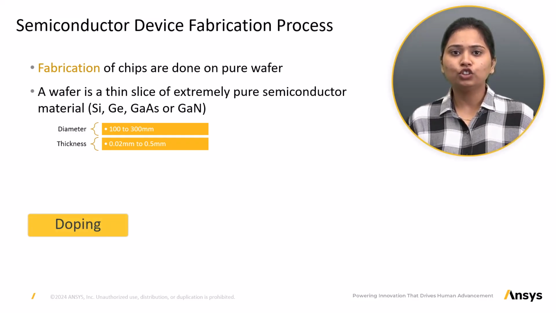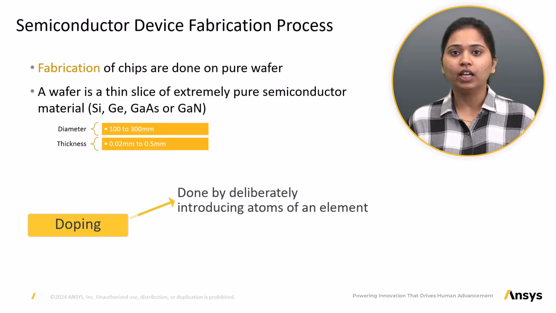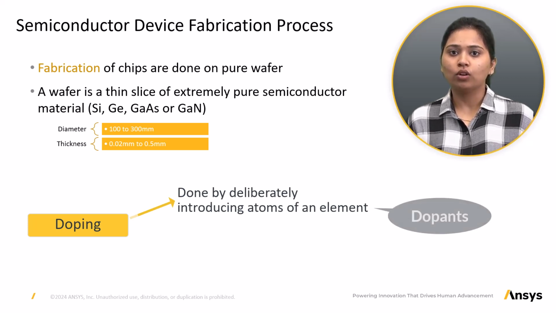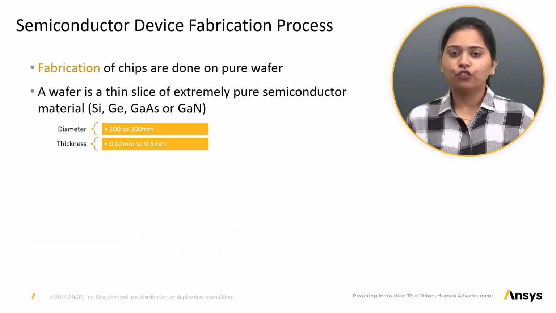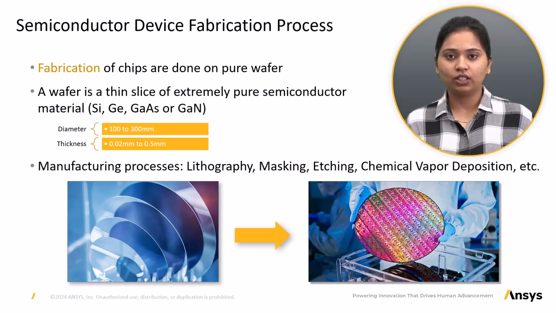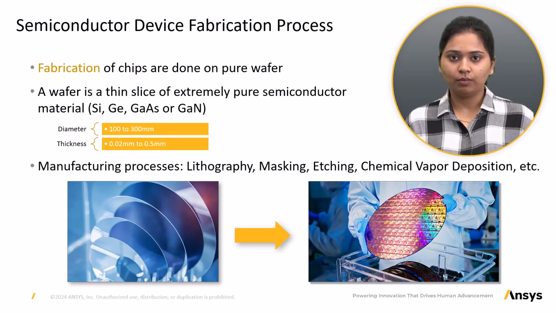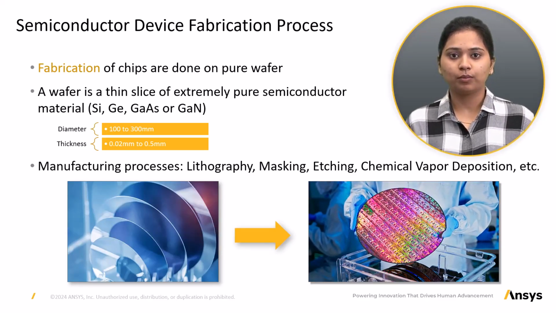The raw wafer needs to be doped to improve the conductivity. Doping is done by deliberately introducing atoms of an element called dopants. These add or displace atoms from the wafer and introduce an electron deficiency or electron richness in the wafer structure. Doping can be done by diffusion or ion implantation. Various manufacturing processes like lithography, masking, etching, vapor deposition, etc. are performed on the wafer to create the different geometries from the chip design.